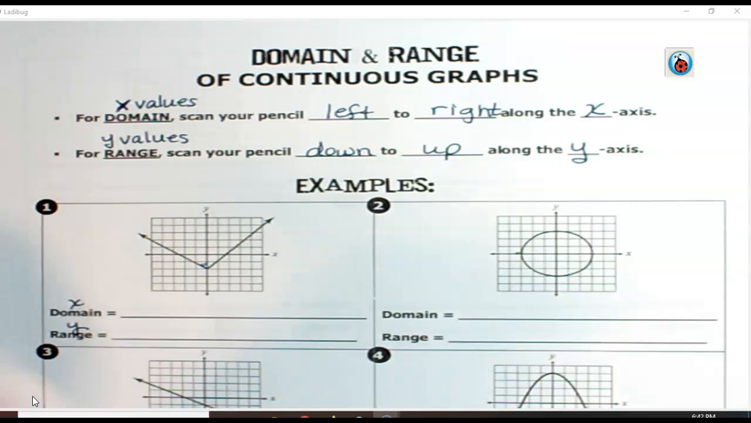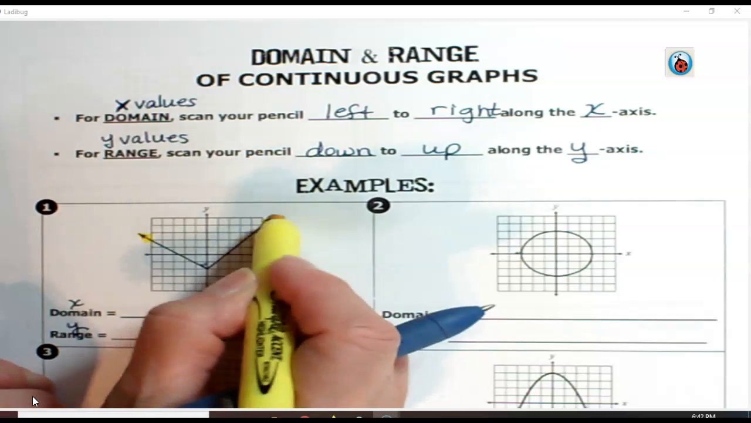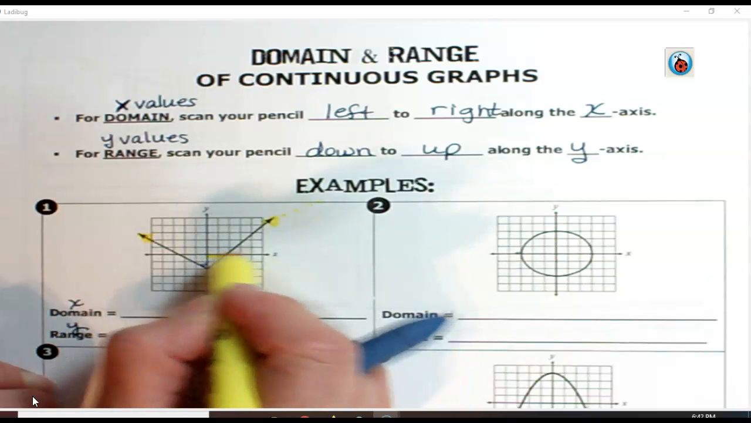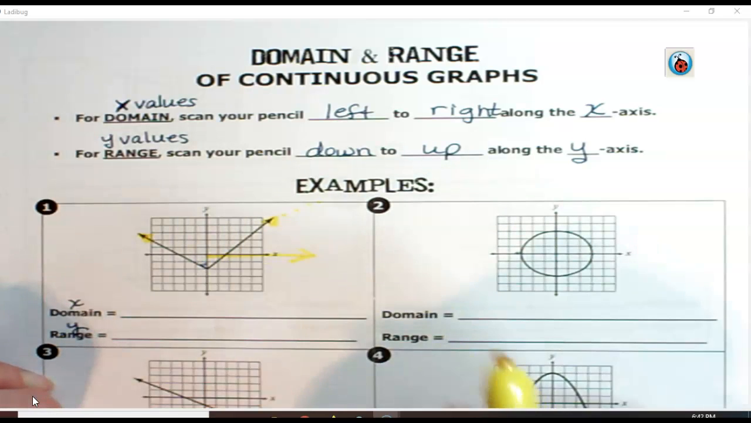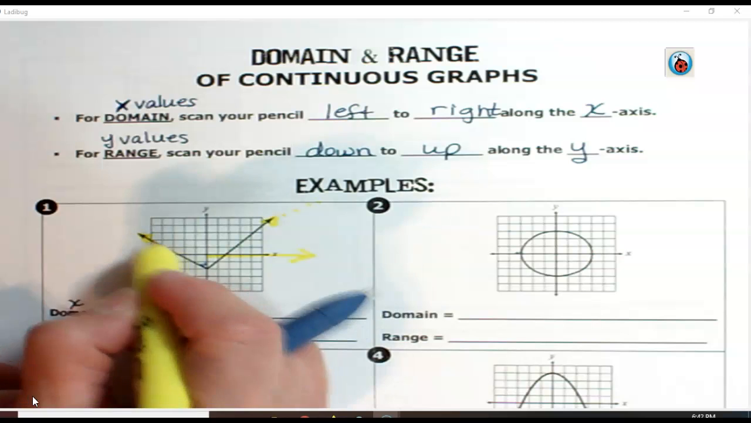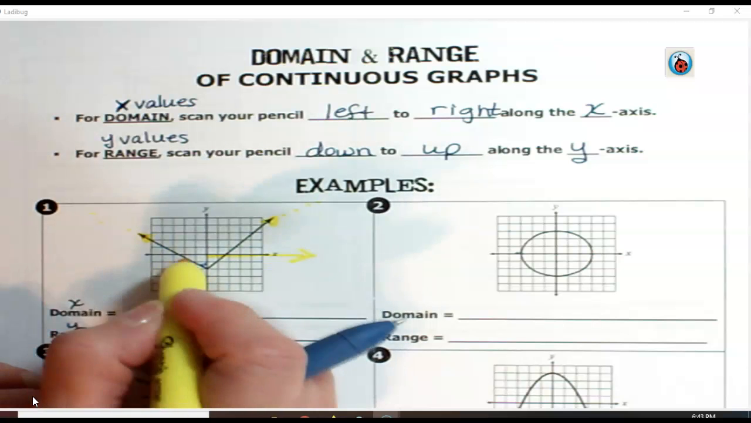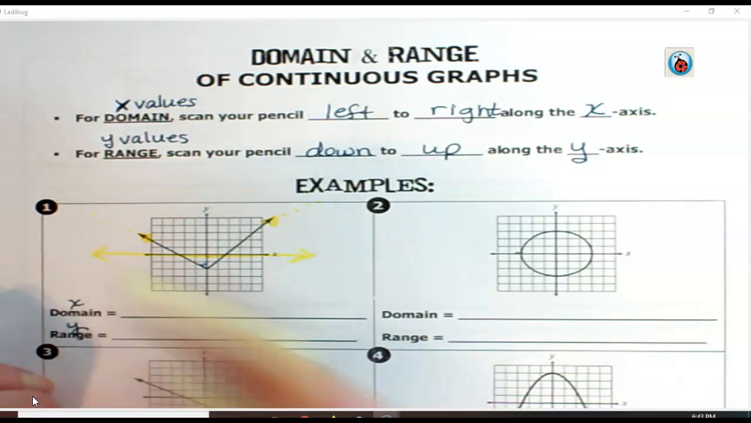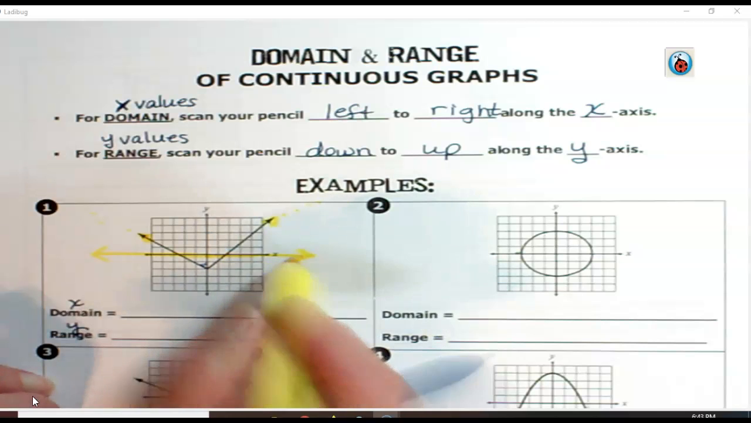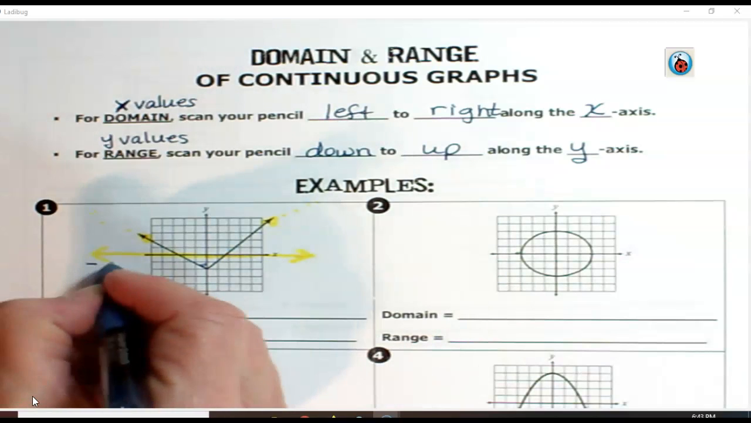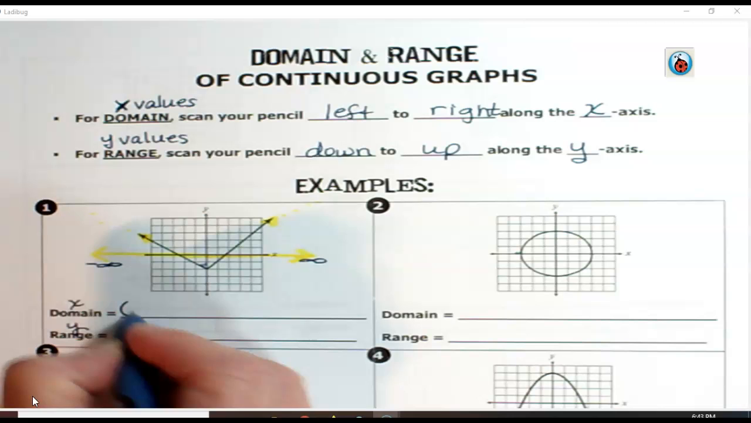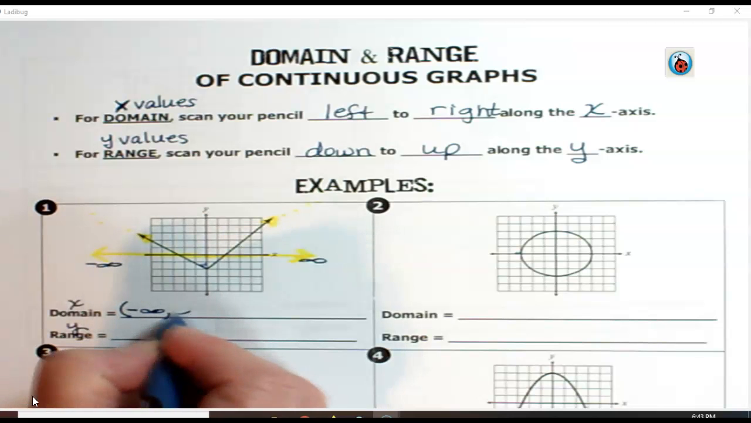If I take a look at this, I've got arrows on my graph. That means it keeps on going. So it's going to keep on going like that, which means it'll cover all of this side of the x's. It just keeps on going. For every y value, there is an x over here. Same thing here. This one keeps going that way, so you're going to cover all of these x values. So when you're covering the entire number line like that, this is negative infinity, this is positive infinity. So our domain goes from negative infinity to positive infinity.